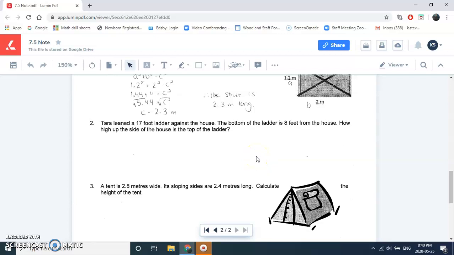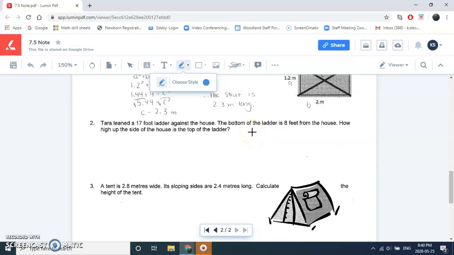Number 2, I just want to show you real quick what the question is asking and how we have to go about it. We see that Tara leaned a 17-foot ladder against the house. The bottom of the ladder is 8 feet from the house. How high up on the side of the house is the top of the ladder?